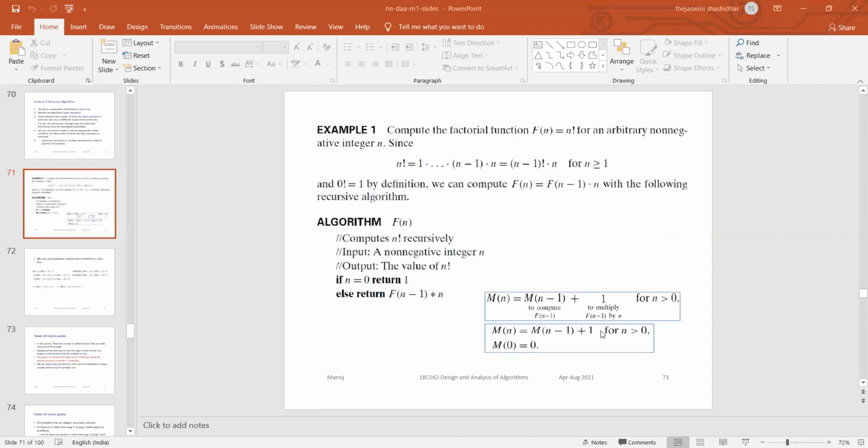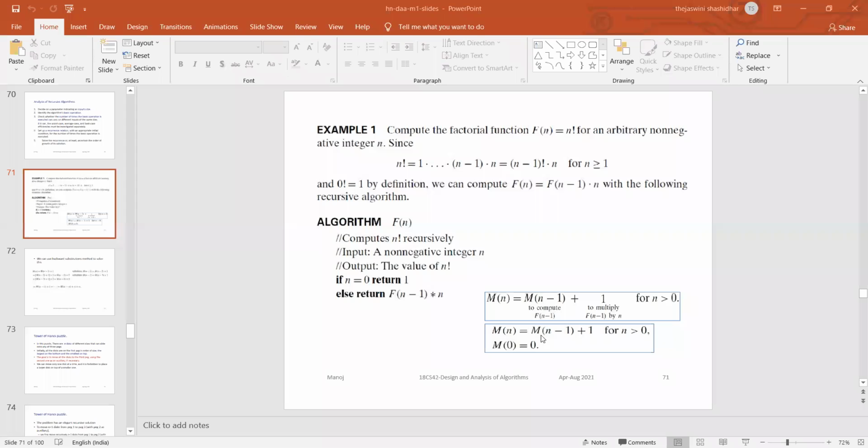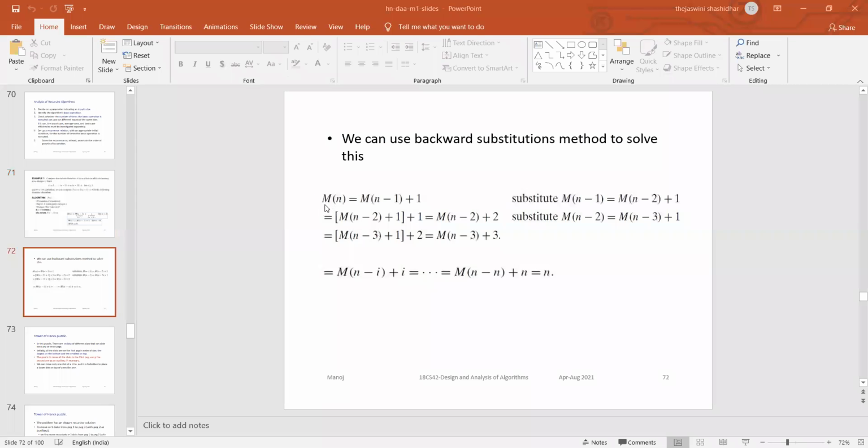Okay, so the recurrence relation we are given is M(n) = M(n-1) + 1. Solve the recurrence for the order of growth. In order to solve this recurrence, we will take this relation: M(n) = M(n-1) + 1. For n, you are putting n minus 1. For n minus 1, what will you put?